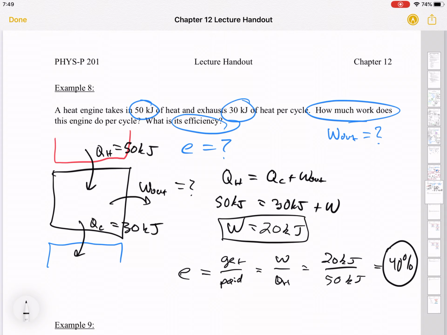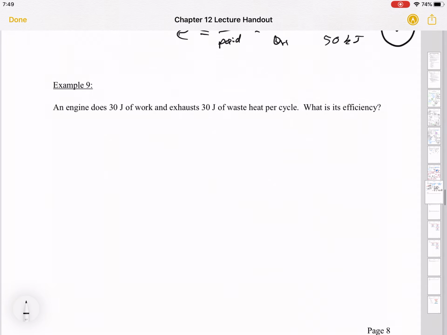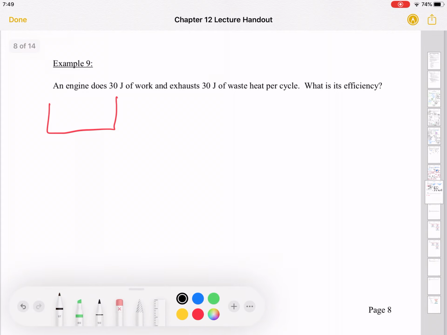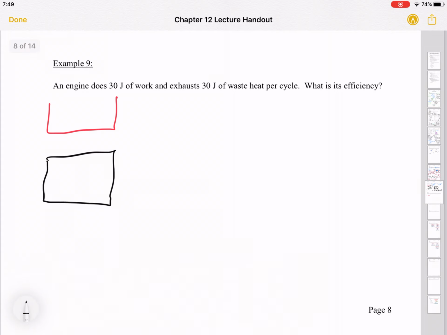Let's do another example. Example number 9 says a heat engine does 30 joules of work and exhausts 30 joules of waste heat per cycle. What is its efficiency? Okay, that's pretty similar. Let's draw our heat engine again. It's nice to be able to visualize it.